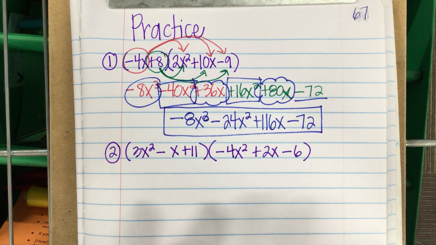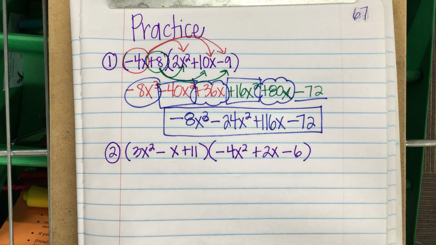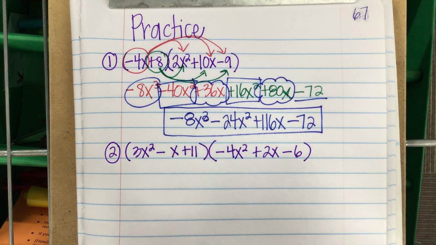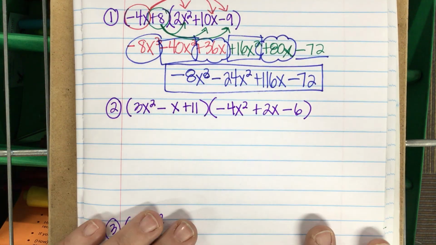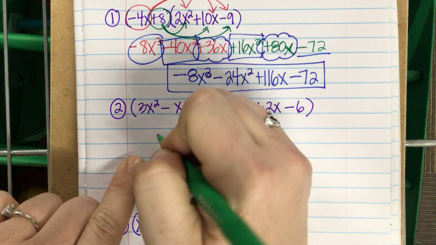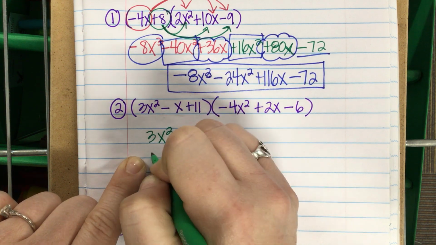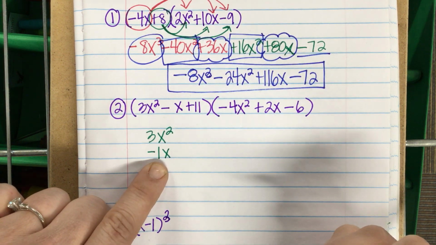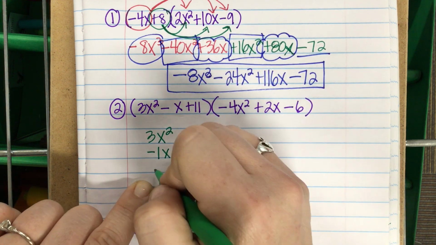Probably this one. So it's double distribution, but instead of foiling, because it's not as concise as a binomial times a binomial, it's a binomial times a trinomial, so it just extends. The second one, let's do a grid, just because it's going to get a little ugly. So 3x squared minus, I'm going to put a 1 in with my coefficient just to help me out, and 11.